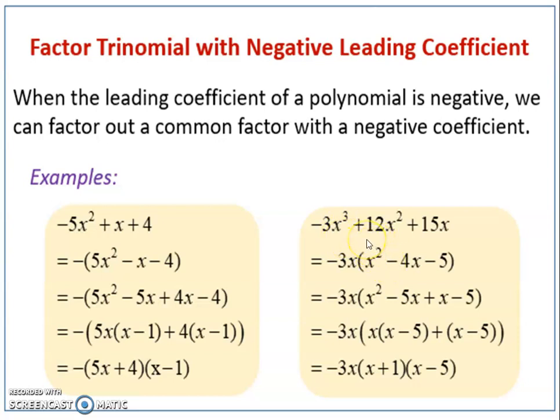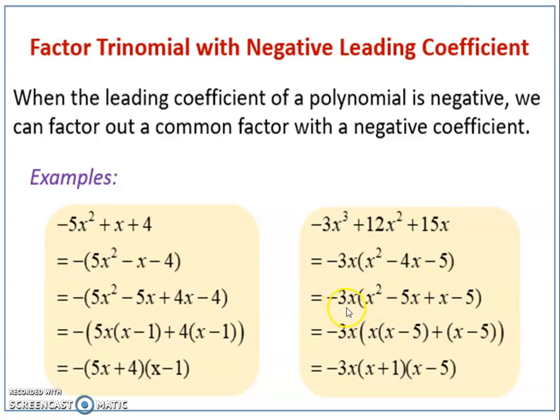Be careful about the signs of the common term. We take −3x outside, which means it is negative, so it goes to positive. x² remains the same. 12x² divided by −3x means −4x remains. Why? Because positive goes negative. 15x is there, so we take −3x common, and obviously the minus sign remains there.